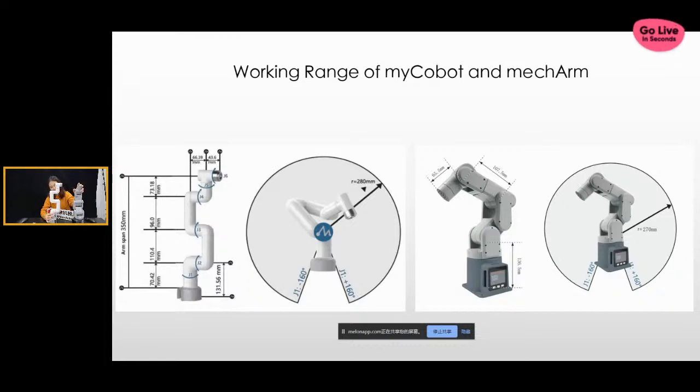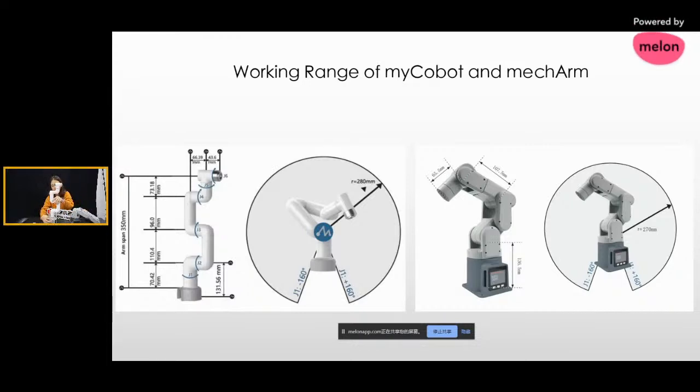And you can see that joint 2, 3 and 4, they are bilaterally supported. So they have a very reliable structure of the bilateral structure, and it allows this robotic arm to be stable and very smooth in the movement.